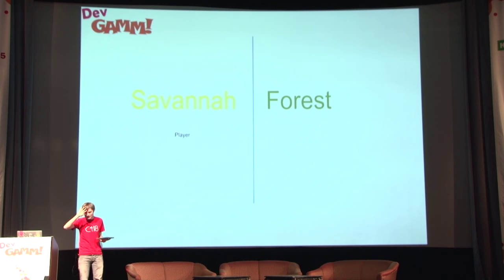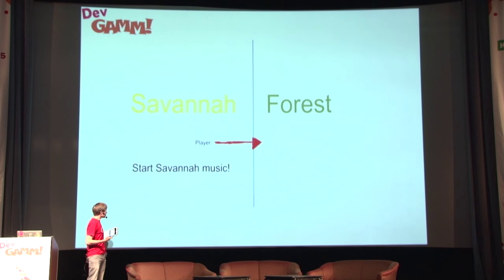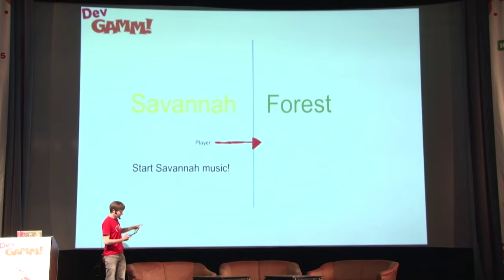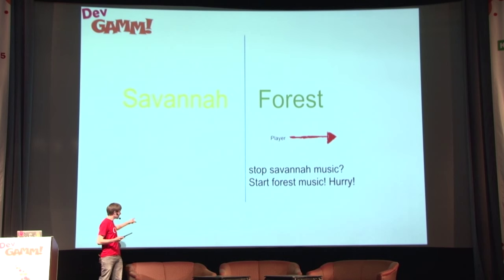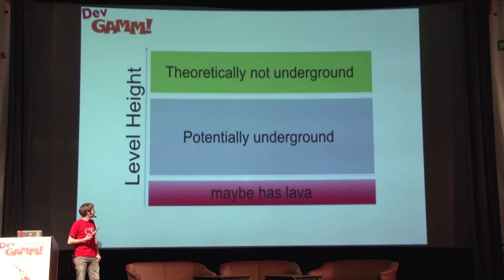So, next problem, music. That's quite interesting. Imagine this. The player is in the savannah and there's a forest next to it, but who cares? It makes sense that the player's in the savannah, so we can play savannah music, right? And then you just randomly play savannah music. But now the player goes to the forest. And because players don't really stick in one point in Minecraft, the player is in the forest really quick. And now the savannah music is playing, and now we have to stop it and play forest music. All of that is really clunky and uncomfortable, and it's really complicated.